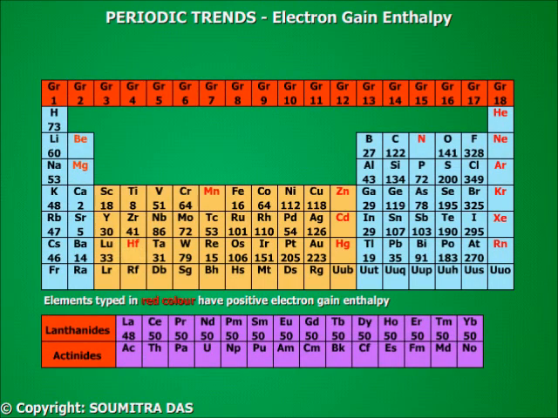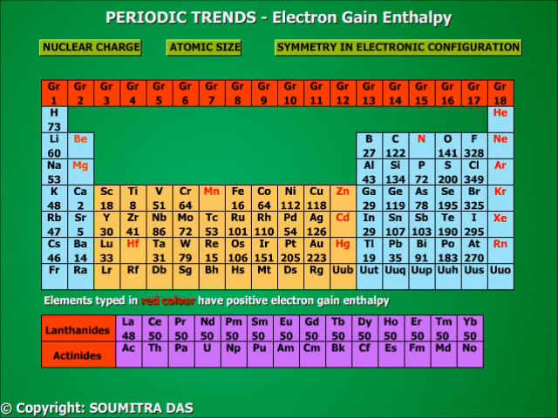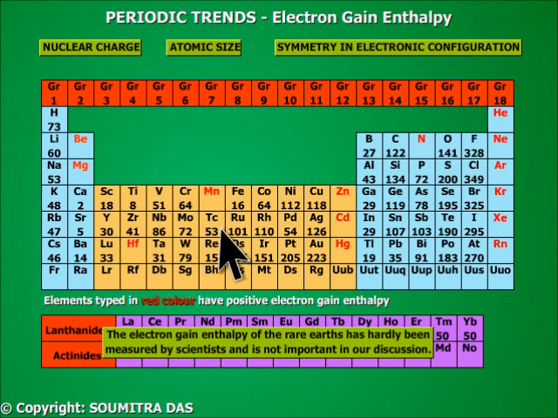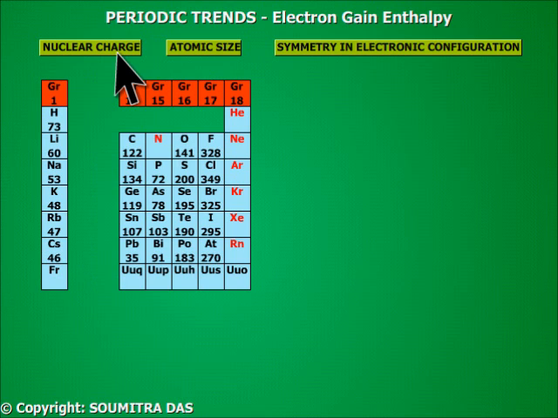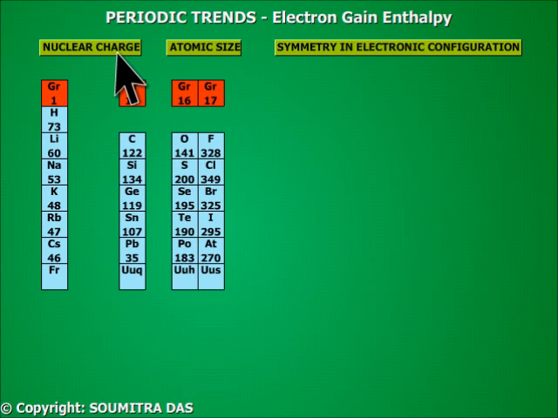Now, the electron gain enthalpy depends on factors like the charge on the nucleus, the atomic size, and symmetry of electronic configuration. The d-block transition elements have a more complicated chemistry to be understood under the same reasoning. So, for the time being, I am hiding this part. As charge on the nucleus increases, it can attract the added electron more and hence electron gain enthalpy becomes more negative. There is an exception in group 2, group 13, group 15 and group 18.